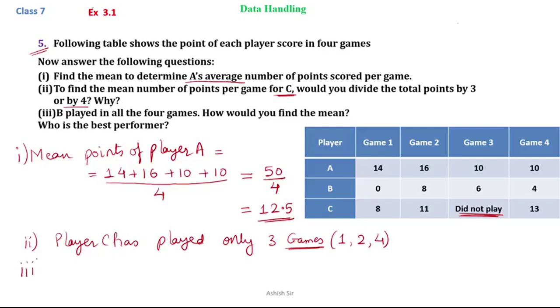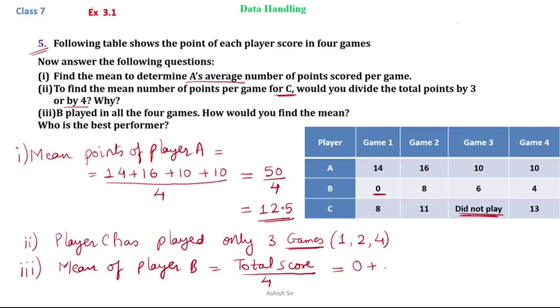So for answer 3, to find the mean of player B, we have to divide the total score by 4 because he has played all the 4 games. In one of the games he scored 0, but he played. So we write down the total score 0 plus 8 plus 6 plus 4 divided by 4.